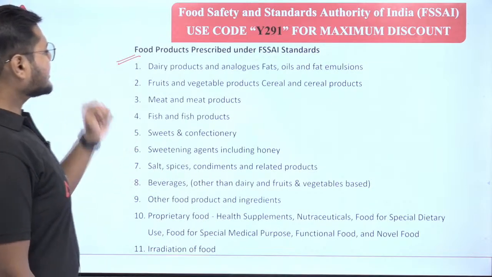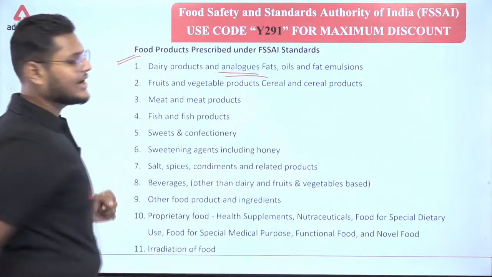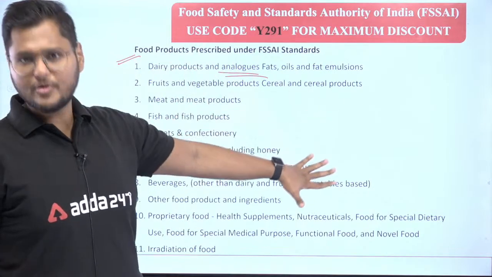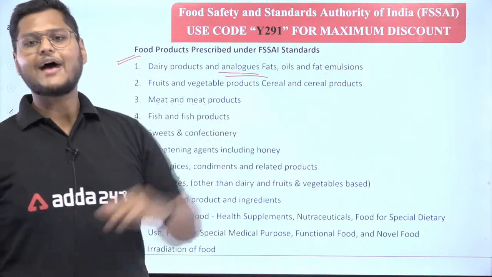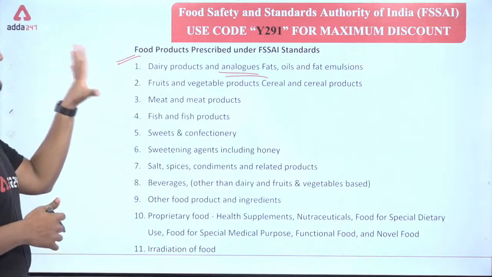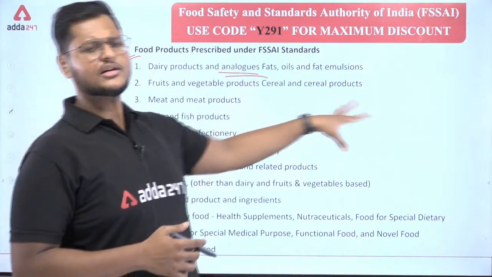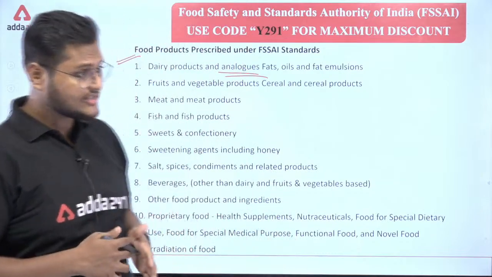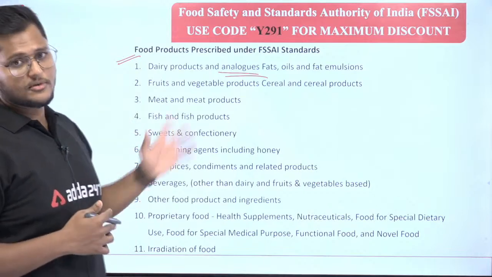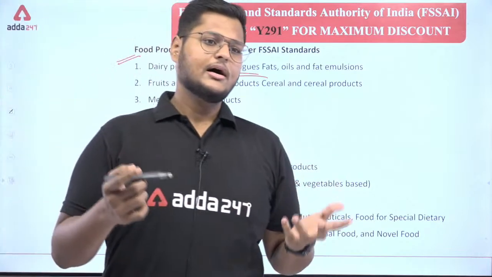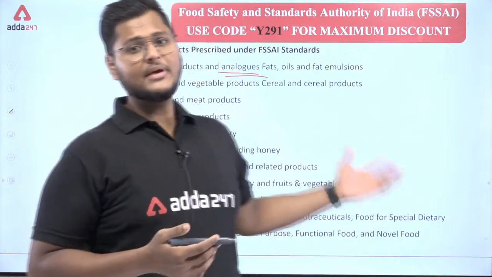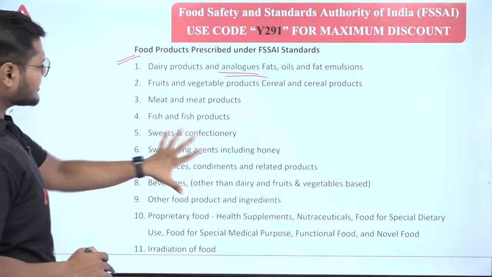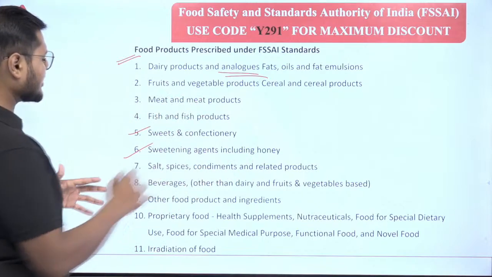The first one is dairy products and analogs. Now what does analog mean? Analog means something that is similar, okay, same. So dairy products and similar type of products, that is fats, oils and fat emulsions, okay. Second, fruits and vegetables products, cereal and cereal products. So do you need to remember all of these products? No, you don't need to remember all of them, but yes, you do need to remember certain products here, okay, because the FSSAI in the exam it might be asked. Clear? Next, meat and meat products, fish and fish products, sweets and confectionery, sweetening agents including honey, okay.